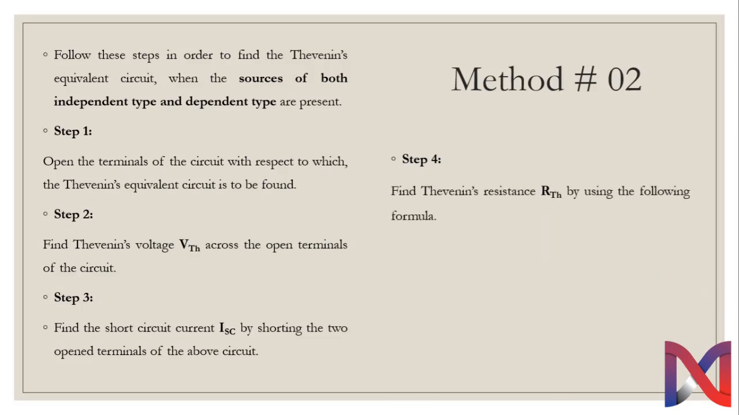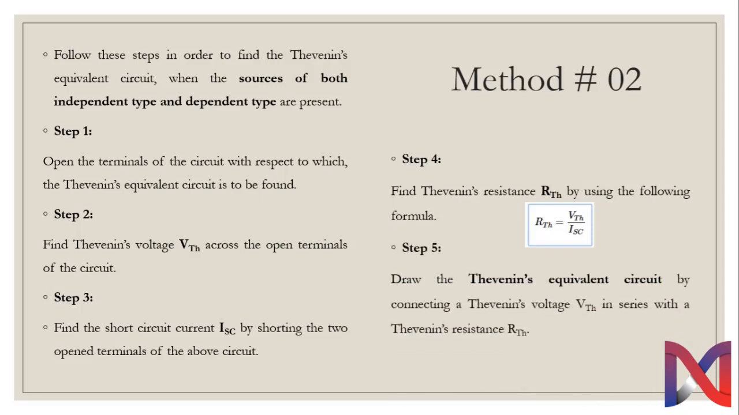Step 4 is finding the Thevenin's resistance RTH by using the following formula. RTH is equal to VTH divided by ISC. Step 5 is drawing the Thevenin's equivalent circuit by connecting a Thevenin's voltage VTH in series with a Thevenin's resistor.